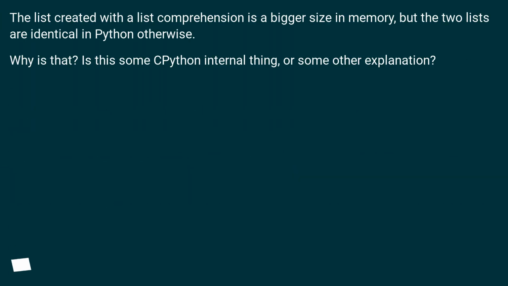The list created with a list comprehension is a bigger size in memory, but the two lists are identical in Python otherwise. Why is that? Is this some Python internal thing, or some other explanation?